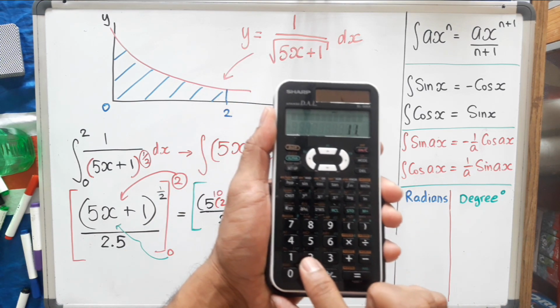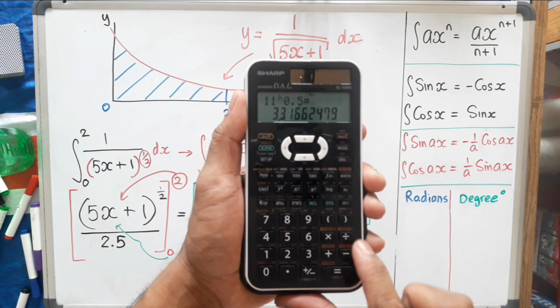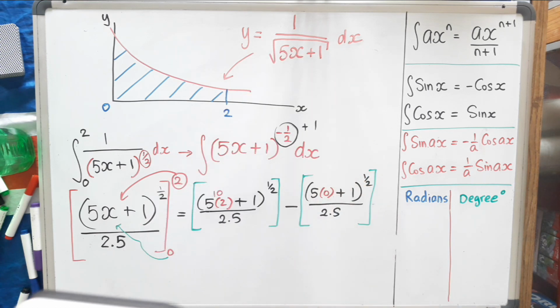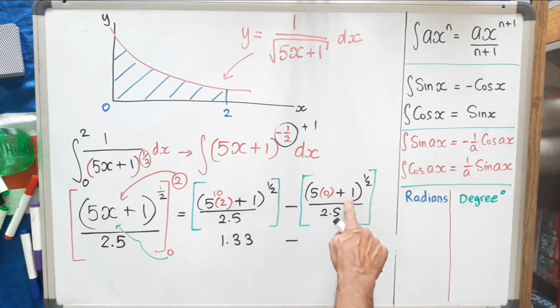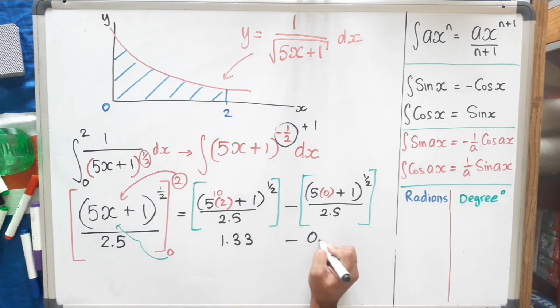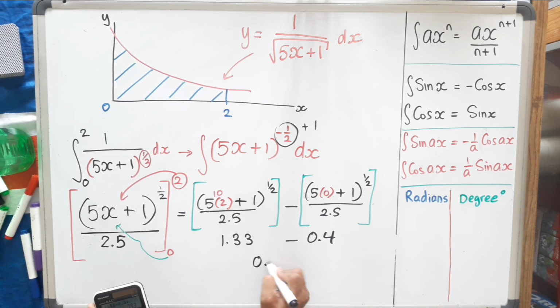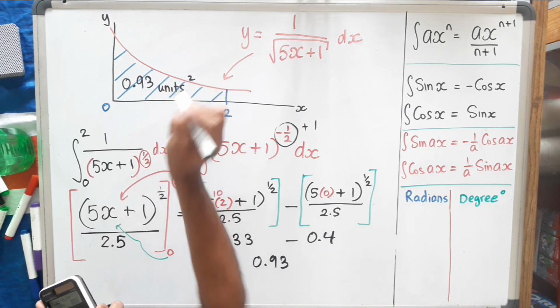Alright. 11 to the power a half. A half is the same thing as 0.5. Press equal and divide it by 2.5. I got 1.33. So over here is 1.33 minus, and over here 5 by 0 is 0, plus 1 is 1. 1 to the power half is still 1. 1 to the power anything is 1. Right? And then we have to divide it by 2.5. So 1 divided by 2.5 is 0.4. We just have to minus these two answers. 1.33 minus 0.4 is 0.93. So the area of this region is 0.93 units squared.